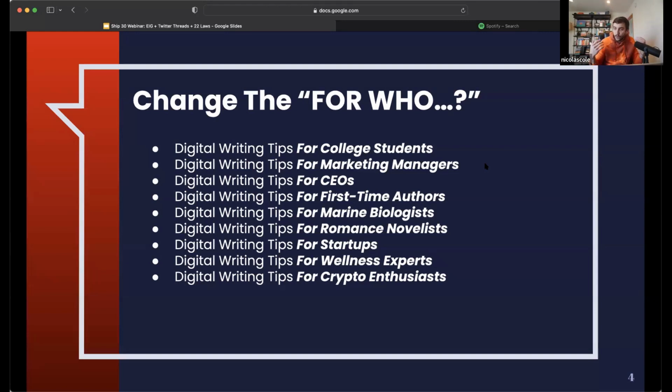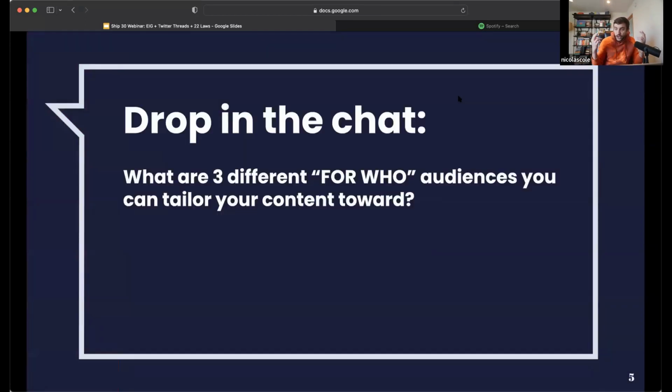So once you realize how powerful this knob is to twist and turn, it's not so difficult to come up with things to write about. All you're doing is changing the audience, and then you're immediately going to know, I have to talk about things differently. Okay. So real quick in the chat, what are 3 different 4 who audiences that you can tailor your content to? So take whatever it is that you write about, just pick one topic for now. And what are 3 different types of audiences you can tailor that to?